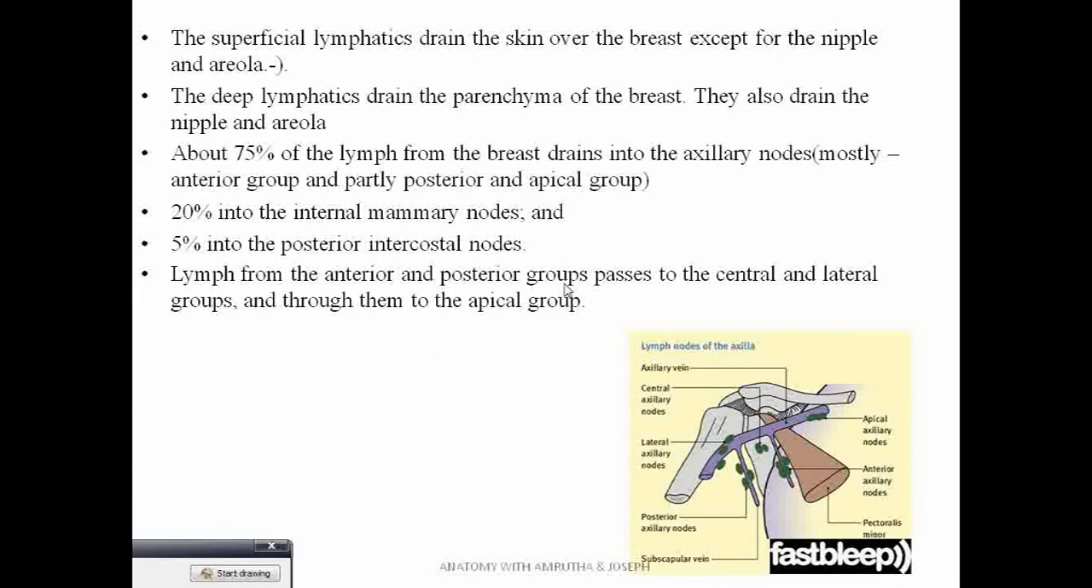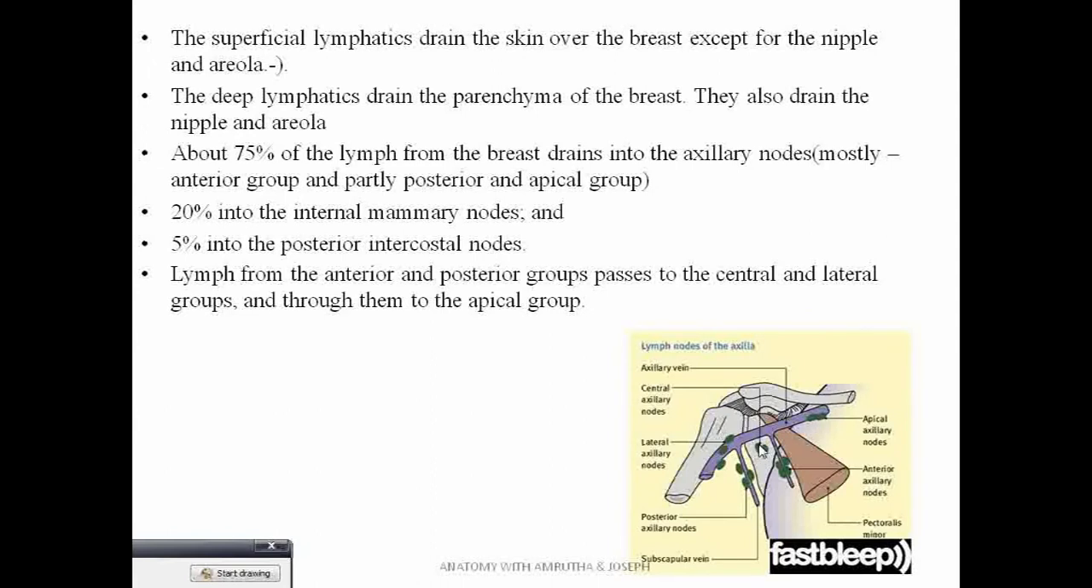Lymph from the anterior and posterior group passes to the central and lateral groups and through them to the apical group. So usually lymph that is drained by the anterior group and the posterior group goes to the central and also to the lateral group, and through them it goes to the apical group of lymph nodes.